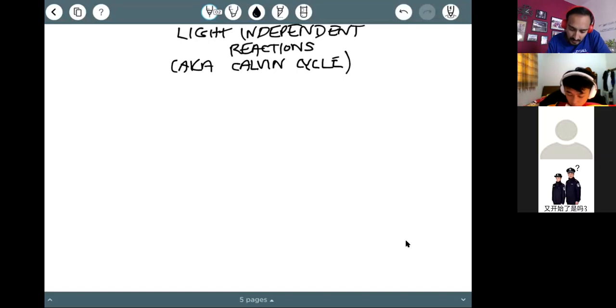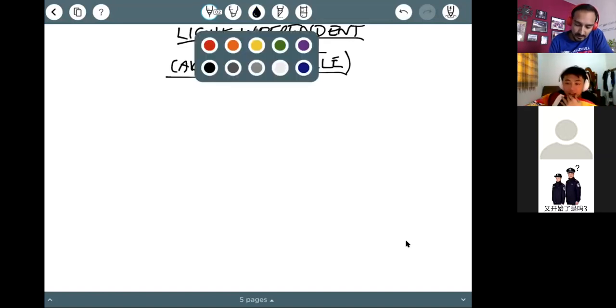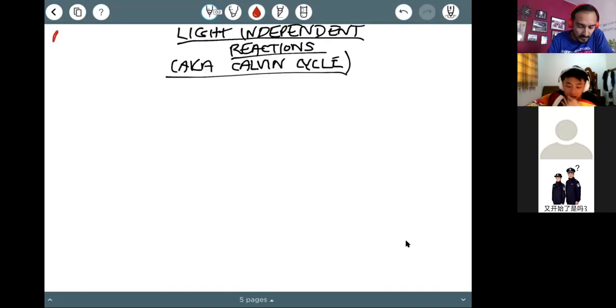Okay, so these are the reactions that are going to take place whether or not there is light. But technically, it also depends on light because it needs the light-dependent reaction to happen before it can happen. So without the stuff that happens with the light, you can't really do this. That's correct.